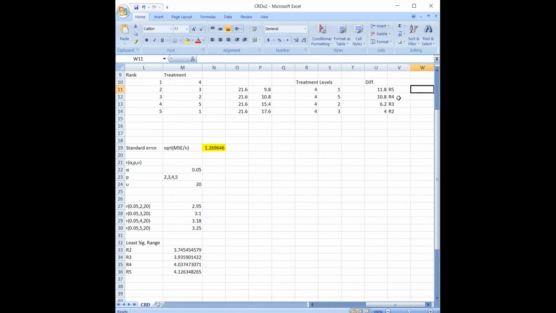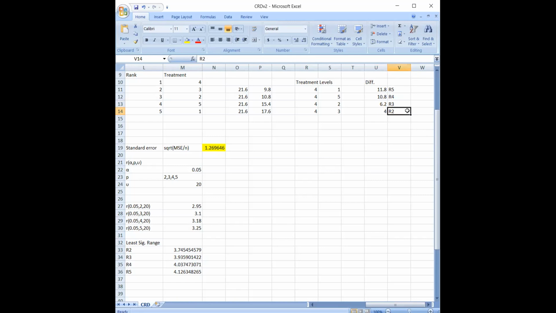Let's compare the next one. R4 value is equal to 4.03, and here the difference is equal to 10.8. Again, its difference is greater than R4. Here R3 value is 3.9, but the difference is 6.2. Again, the difference is greater than R3, so no problem. And in this case, R2 is equal to 3.7, but the difference is 4. Again, the difference is greater than our calculated R2, so we have no problem.